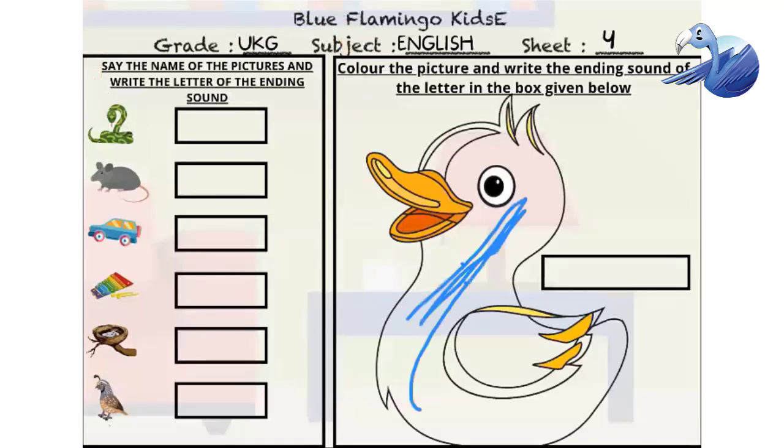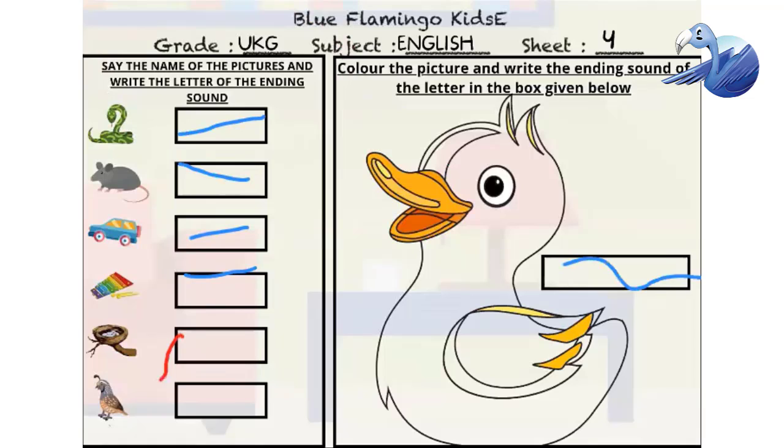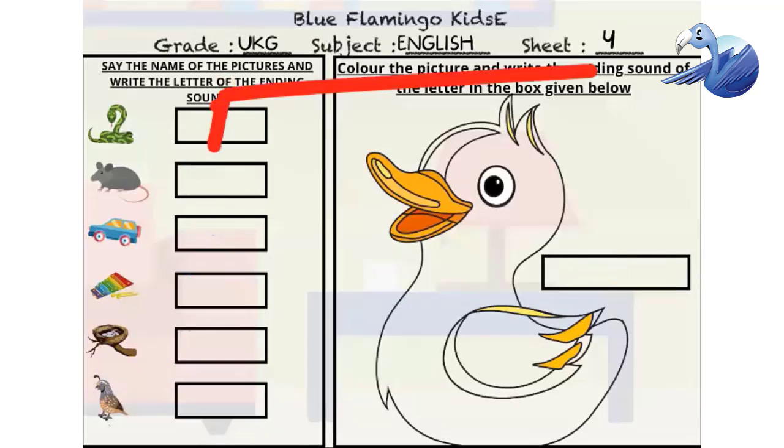Okay. Like which? Which picture is this? This is, don't scribble on my screen. Which animal is this? This one is a snack. So you will write the letter of the ending sound. You have to write only the last letter. So snack. It's a K.